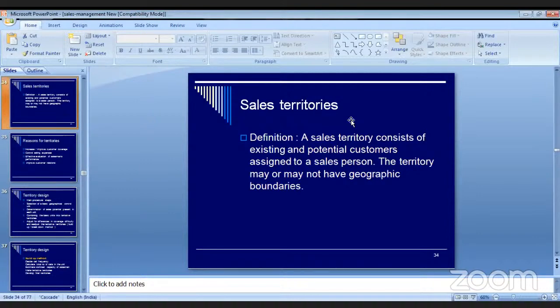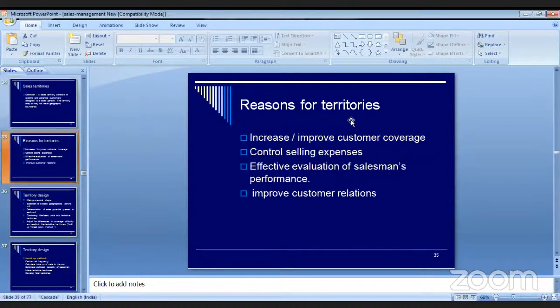Then sales territory, quota setting. So see, region for territory: we fix it to increase and improve customer coverage, control selling expenses, effective evaluation of sales performance, improve customer relationship. Why is the reason behind sales territory? We fix it in one place, to increase and improve customer coverage. You can reach your customer directly, and you will have to go a number of times and contact your customers.